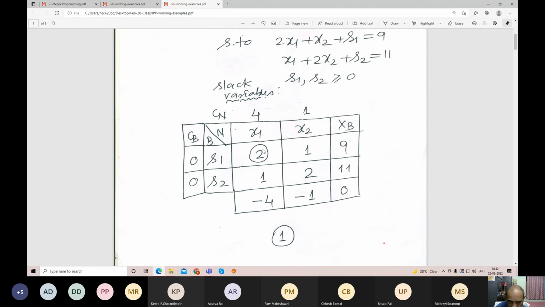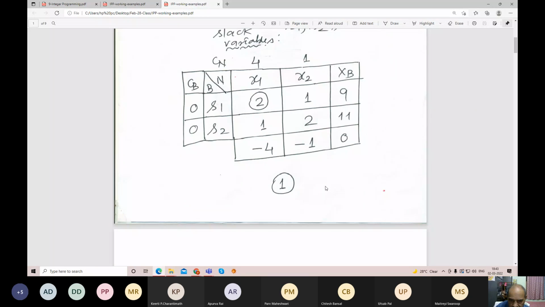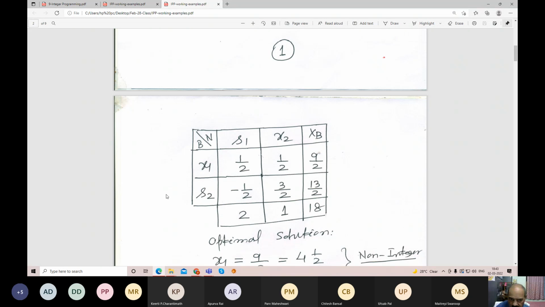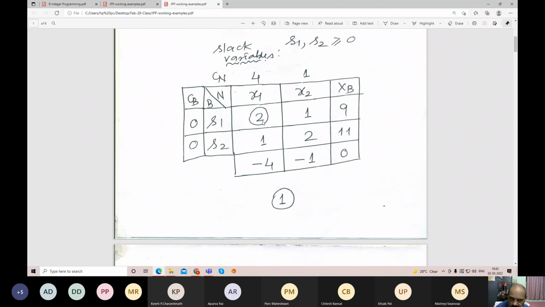So in the next table, you can see here x1 is the entering variable, s1 is the departing variable. So x1 will come to this position and change the position here. S1 will go to the x1 position, and the other things, using the simplex rule, we can fill up. So the next table is like this: s1, x1, and 2 is becoming half, the reciprocal. The other elements in this row you divide by 2, half, and this is 1 by 2, 9 by 2.